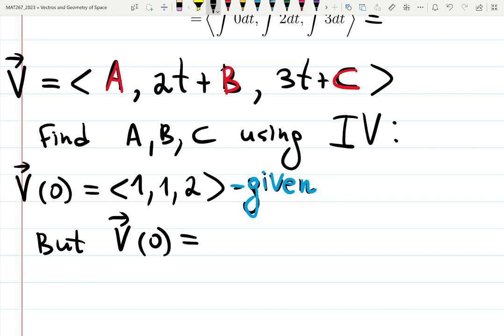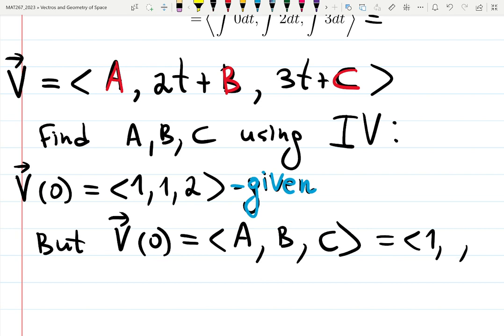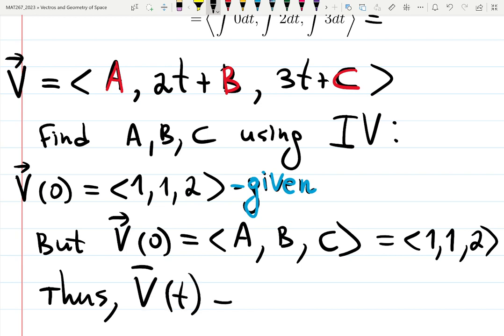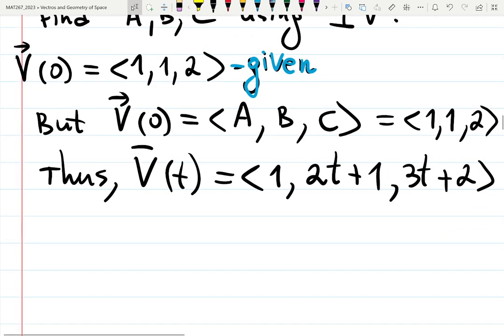V at 0: A at 0 is still A. 2t plus B gives you B. 3t plus C gives you C. So that's exactly your A, B, C. Be careful, it's not always the case that they match. If you have exponential functions or trigonometric functions, cosine at 0 is not 0. E to the 0 is also not 0. So that might change. Thus V at t now has a nice looking formula: A is 1, 2t plus B, that's plus 1, 3t plus C, that's plus 2. That is called an initial value problem.